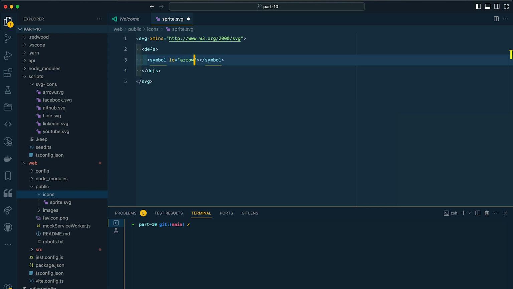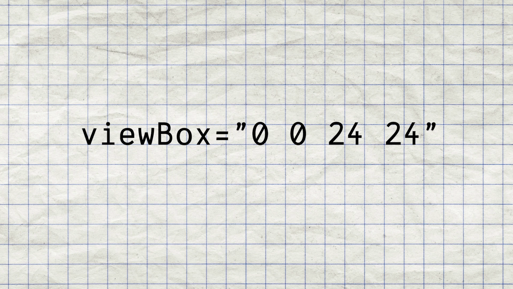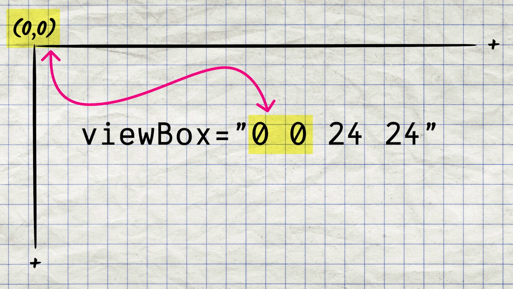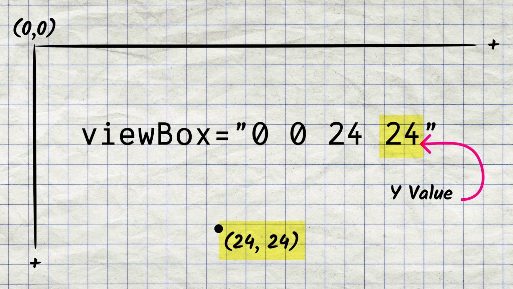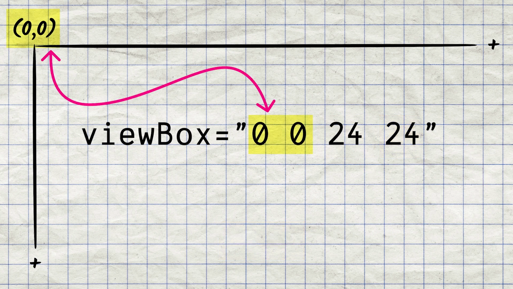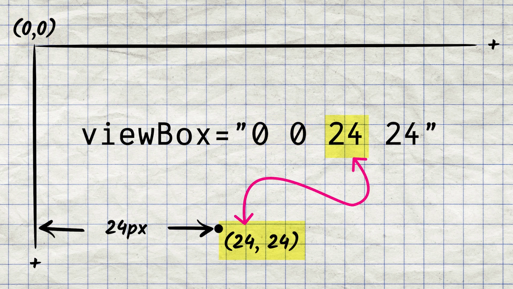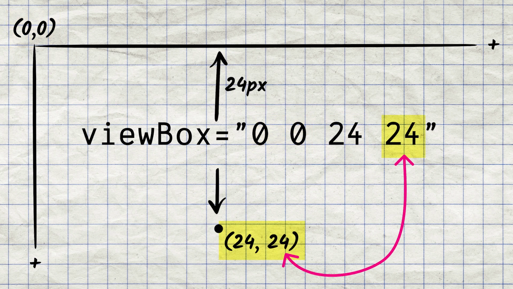Then we need to set up our ViewBox. And really the ViewBox describes a window into our SVG. If you think of it like graph paper, the first number is the X value and the second number is the Y value for the starting coordinate. The third number is the X value for the ending coordinate, and the fourth number is the Y value for the ending coordinate. Usually the first two numbers are 0, 0 since you're starting at the origin, and the third number usually matches the width, and the fourth number usually matches the height.